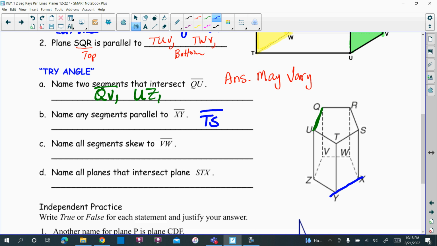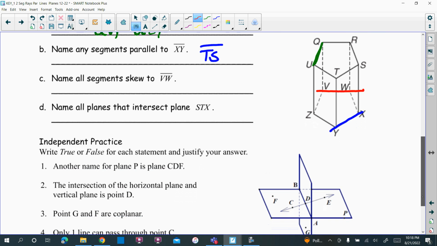And all segments that are skewed to segment VW. So VW is back here. So these are going to have quite a few answers to it, and they may vary. So I want you to try to complete the try problems in the independent practice.